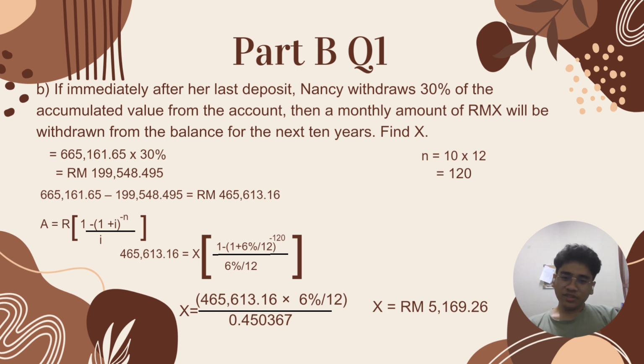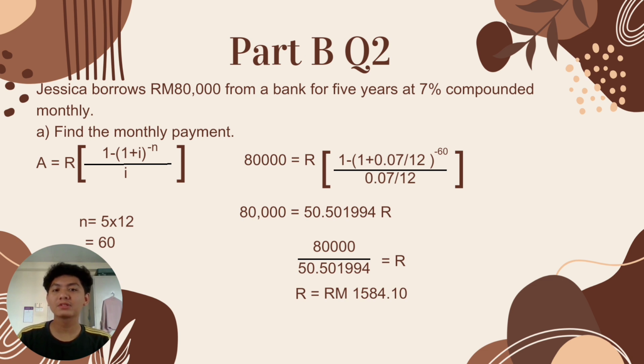It will be 465, 613.16 equals X, 1 minus 1 plus 6% per 12, because i is still the same. n will be different because we are searching for the next 10 years. So 10 times 12, because compounded monthly, to get 120. So n is negative 120 per i, 6% per 12. So the total you will get is X is RM 5,169.26. So I will leave it for part B question 2.